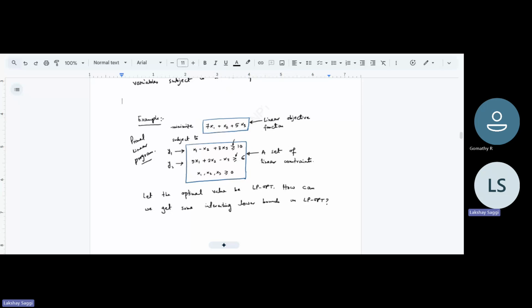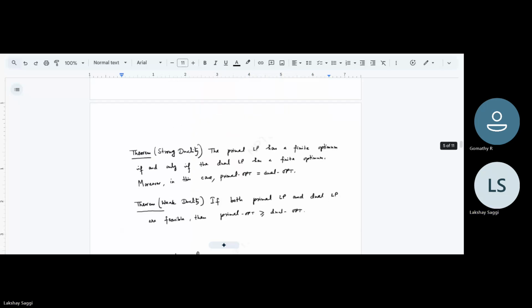So the dual linear program helps us obtain a good lower bound on the solution of the primal LP. And interestingly, this was a very big result when the theory of linear programming was being developed. This result is called strong duality, which says that it's not just that the dual LP is a good lower bound for the primal LP. If the primal LP and the dual LP both have a finite optimum solution, then the value of that solution is also equal.